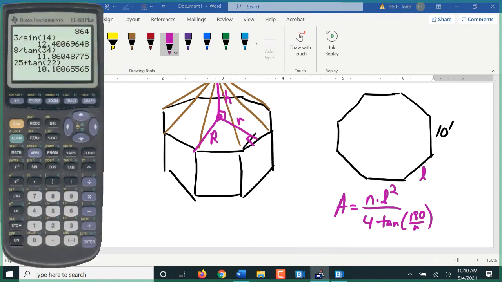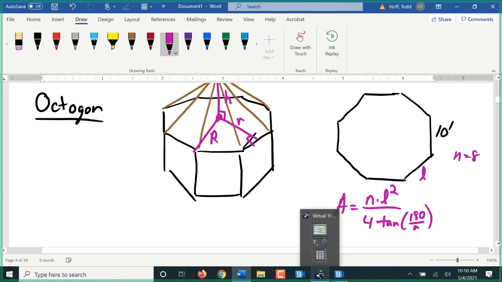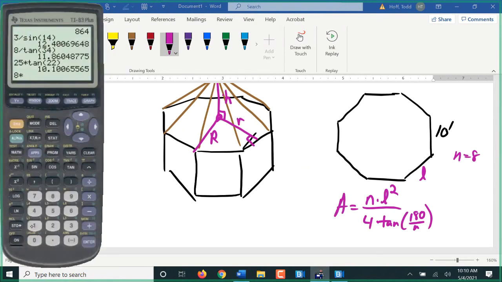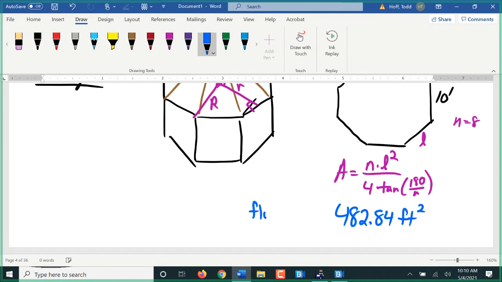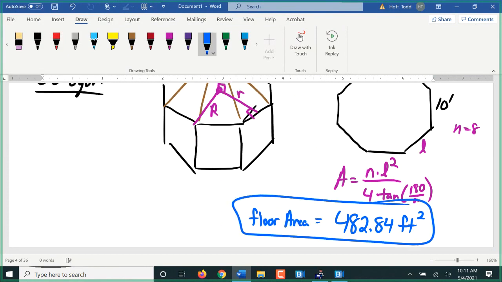So here, N would be 8. That's 8 times 10 squared divided by 4, and then we're going to divide that by the tangent of 180 over 8, what is that, 22.5? So we divide by the tangent of 22.5. That gives us 482.84 square feet, which is the floor area of that hut. That would be just the area of that regular polygon.